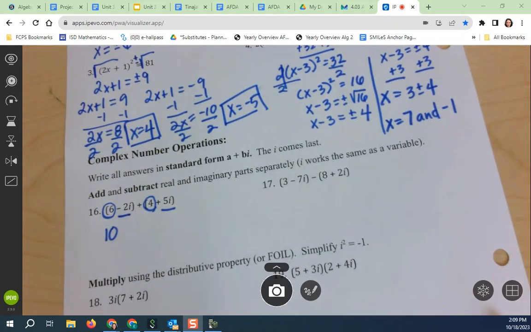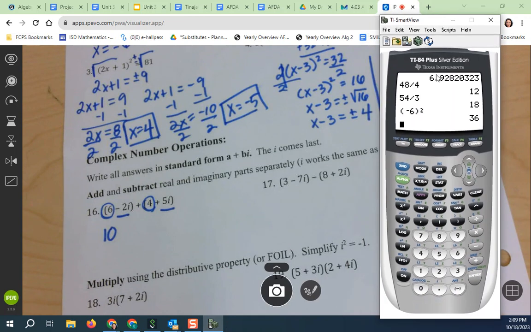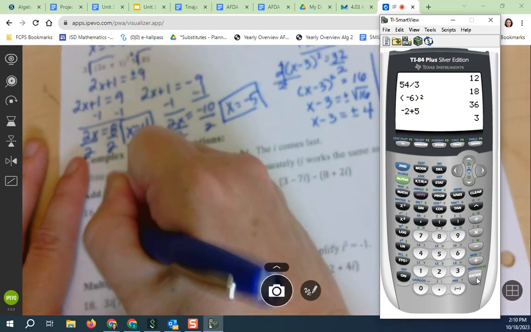Oh, if I forgot my negative numbers, I could pull out the calculator. Remember, these calculators are super useful. You just have to remember that the negative button is down here. It doesn't do i, so I'm not going to put the i in there, but I can do negative 2 plus 5 to combine the coefficients, and I get 3. So that's going to give me a positive 3i.